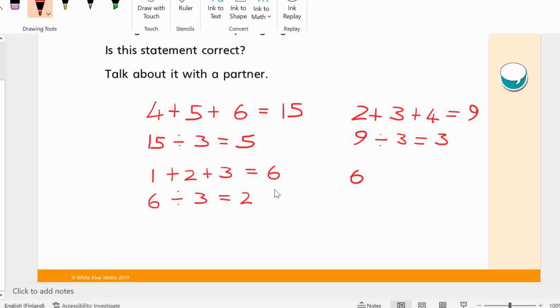Let's try a high one. 6 plus 7 plus 8 equals 21. 21 divided by 3 equals 7.